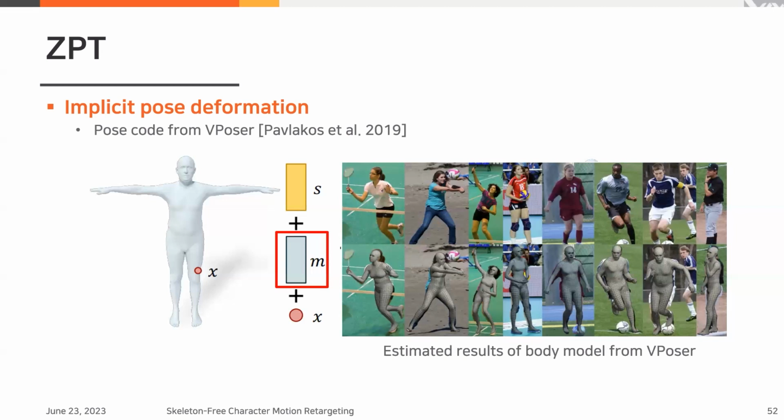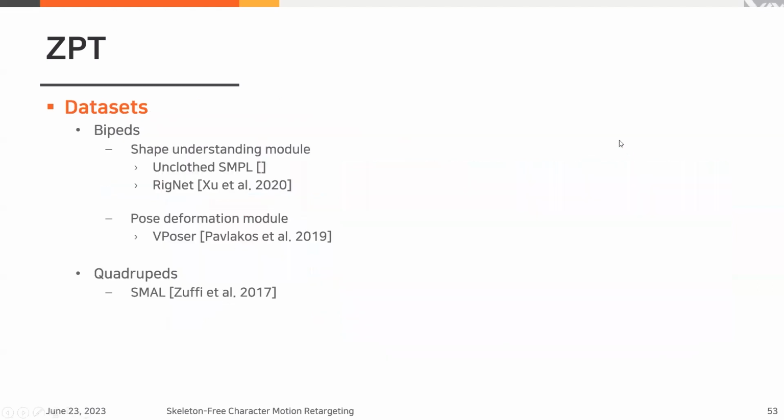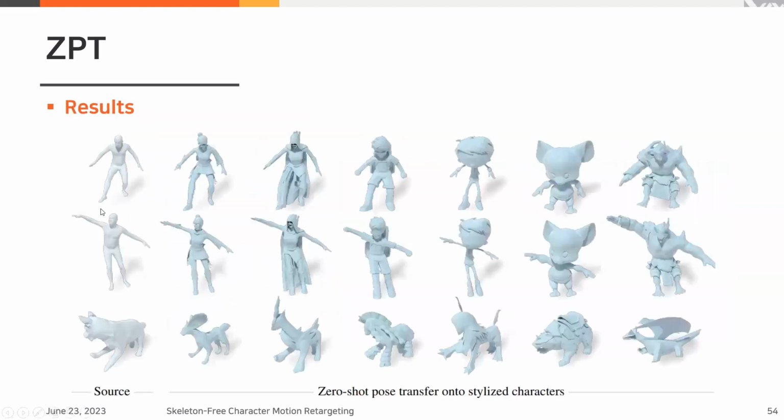So style comes from the video, not explicitly from the 3D model. Is that right? Style is from the model. Okay. Yeah, so they only train with the SMPL and the SMAL model, but they can deal with these kinds of various models at inference. Right, they set the zero shot constraint. Any other questions?